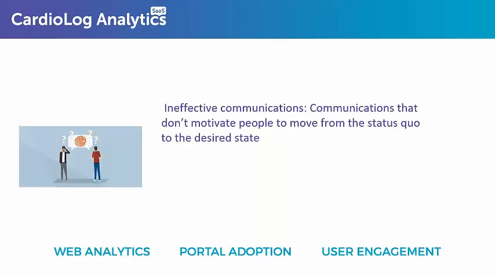Another barrier to adoption is ineffective communication. There is often a common belief that simply getting a message out to an audience is enough to get buy-in and eliminate resistance and even drive behavior change. As a result, too many organizations only invest in top-down, one-way communications that don't motivate people to move from the status quo to the desired state.